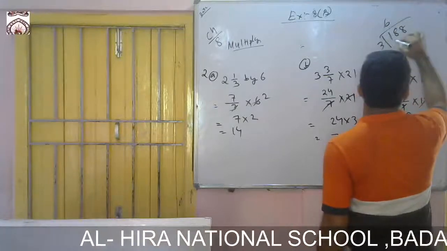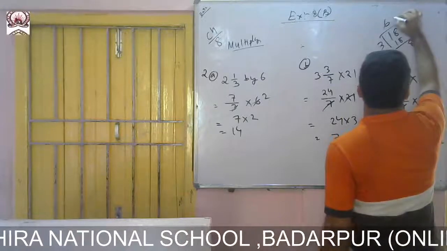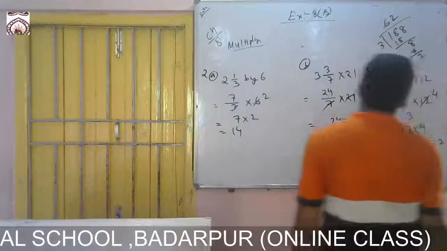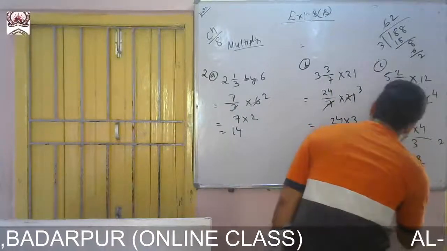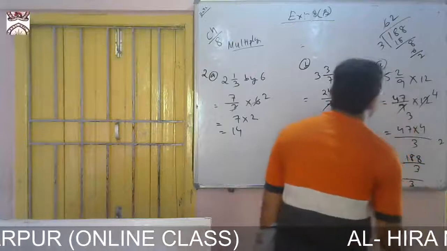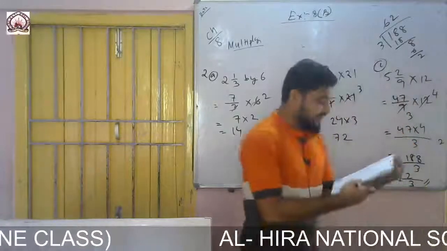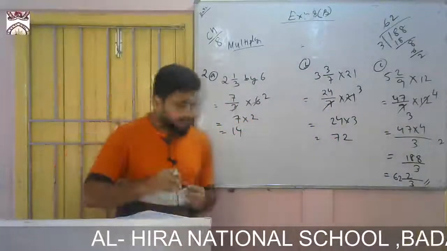3 6 are 18. Remain what? 8. Again 3 2 are 6, 3 3 are 9. So 3 2 are 6. Remain 2. So it will be what? If you take it into a mixed fraction, then 62, then here 2. And that is the required answer. 62 2 by 3 is the required answer.